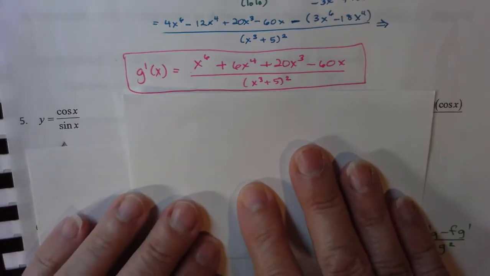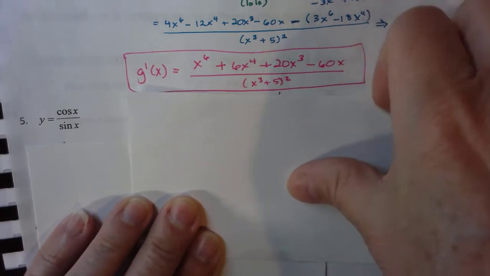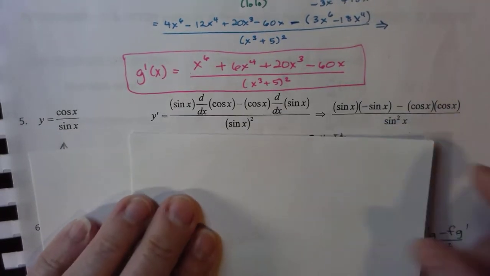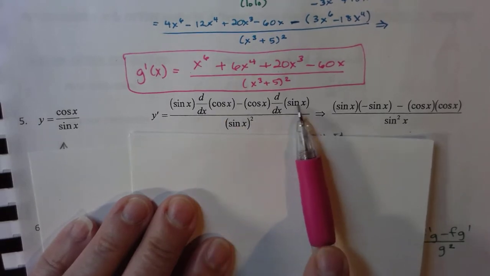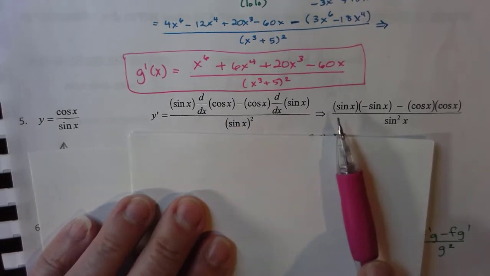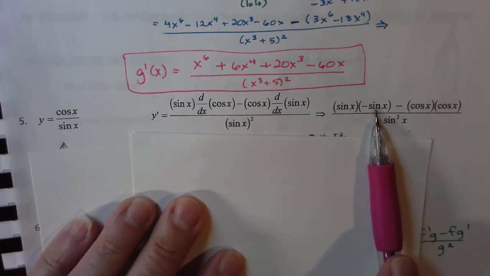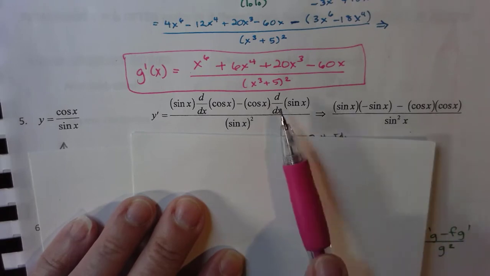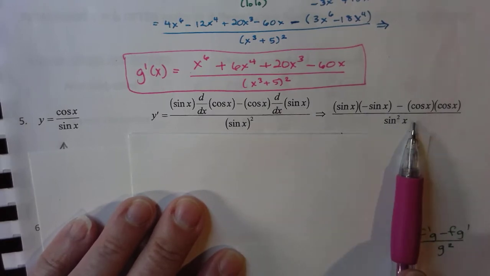Our next example, y is cosine of x over sine of x. Again, low d high minus high d low over low low. So that's sine x. Derivative of cosine is negative sine x minus cosine x times derivative of sine is cosine x, all over sine of x quantity squared.